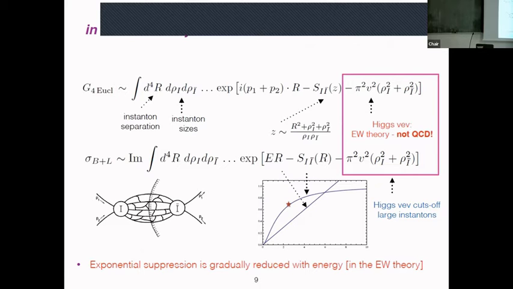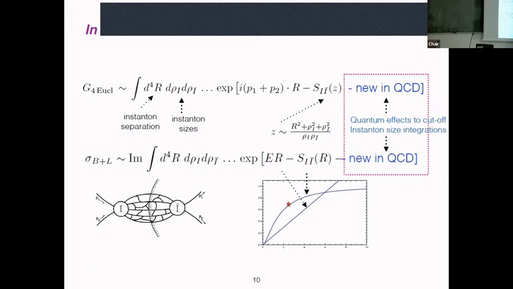Now, the instanton sizes. If we were in electroweak theory, the presence of the Higgs vev, which in its own turn leads to the existence of the sphaleron on the classical level, would give a contribution to the instanton action of e to the minus pi squared v squared rho squared. And that would cut off the instanton size. But we don't have it in QCD. So we have to include something new.